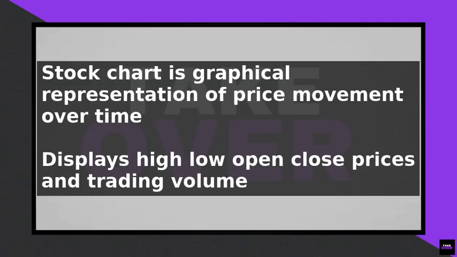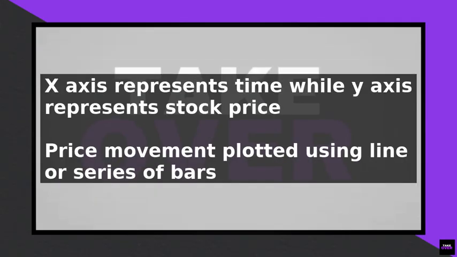A stock chart is a graphical representation of a stock's price movement over a specific period of time. The chart displays the stock's high, low, open, and close prices, as well as the trading volume. The x-axis of the chart represents time, while the y-axis represents the stock's price. The price movement is plotted on the chart using a line or a series of bars, with each bar representing a specific time period, such as a day or an hour.